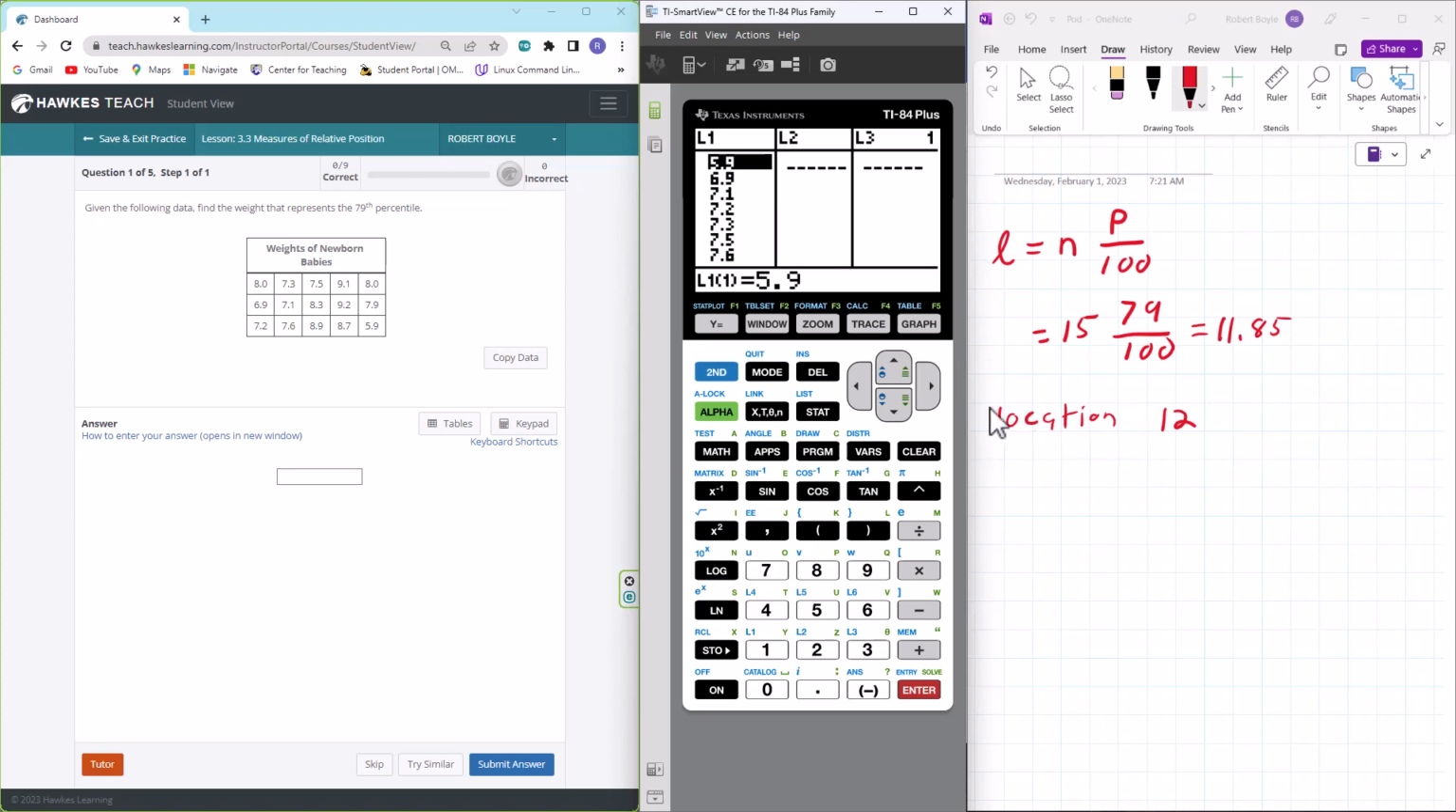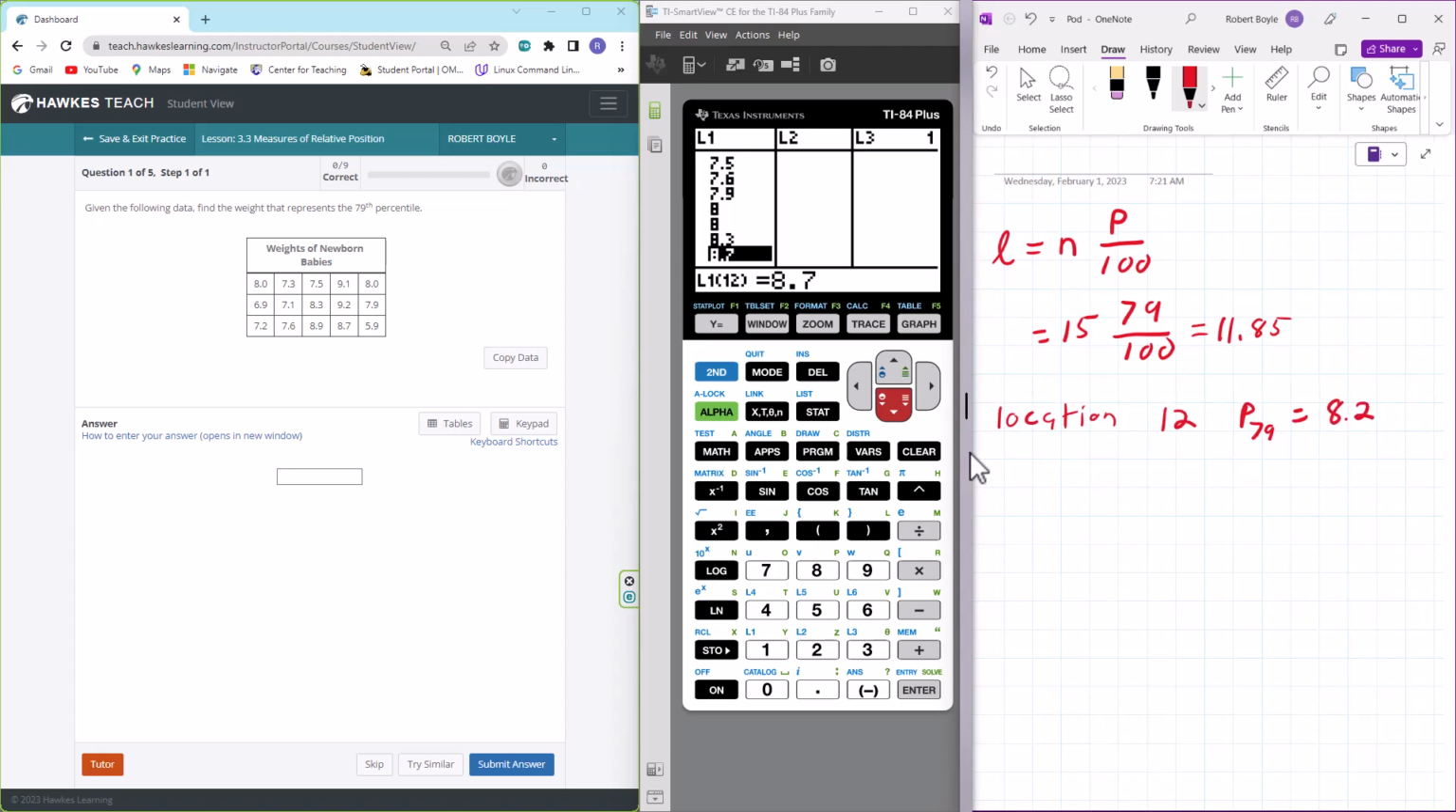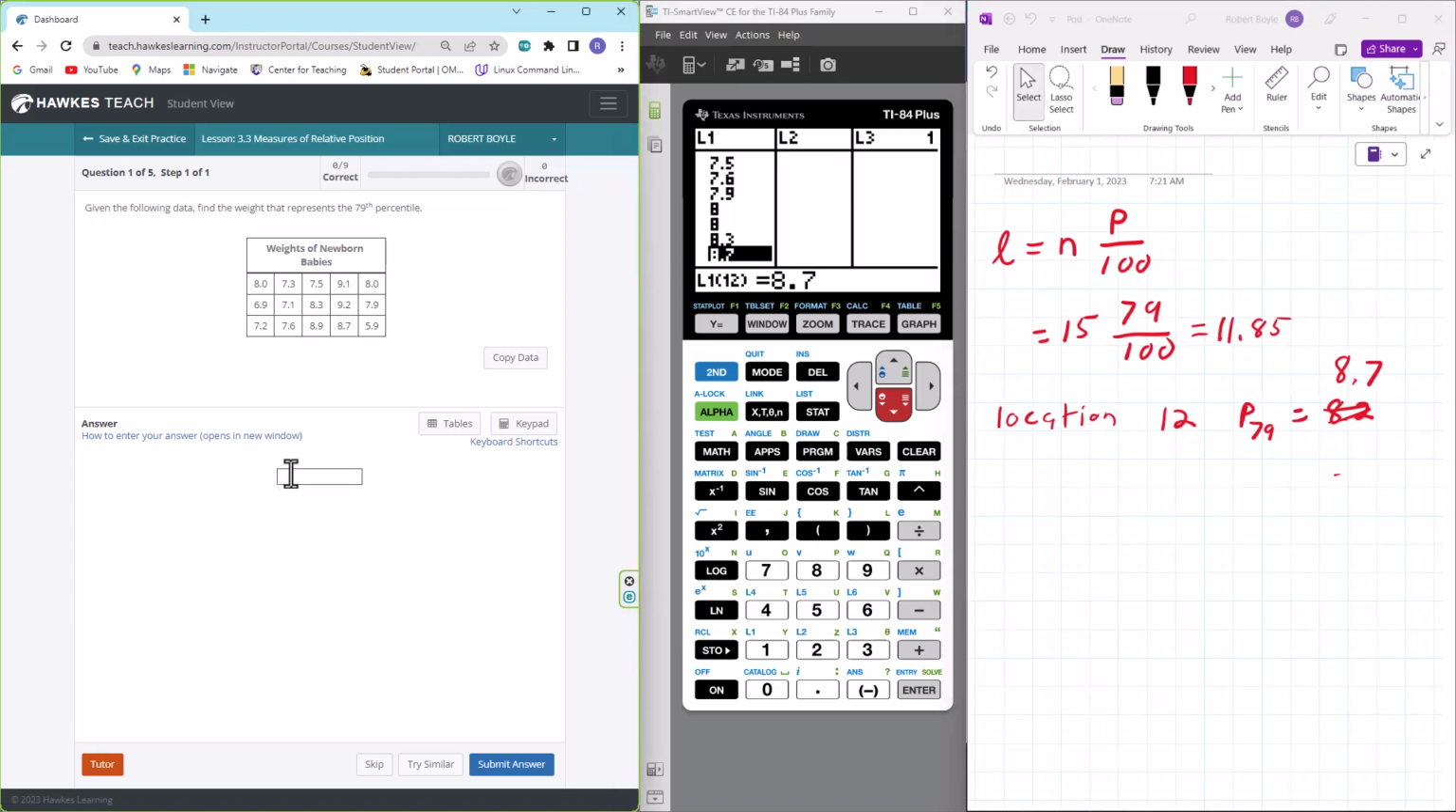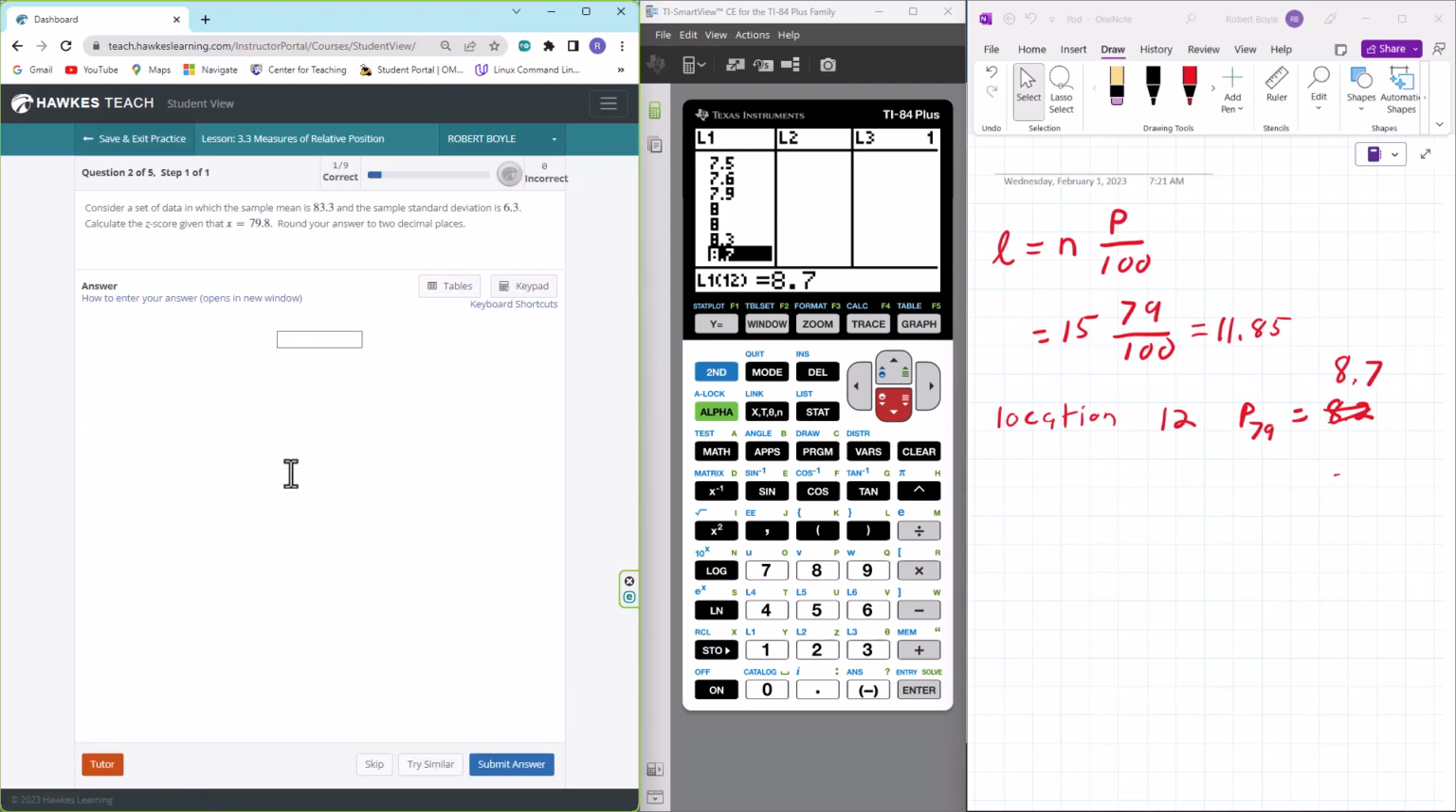And we want the 12th location. Okay, so let's just come on down to 12. Right there, 8.7. So it turns out that for our case, the 79th percentile, P79, is going to be equal to 8.7. Okay, let's see if that's correct. And indeed it is. Now, the next three questions all have to do with z-scores.